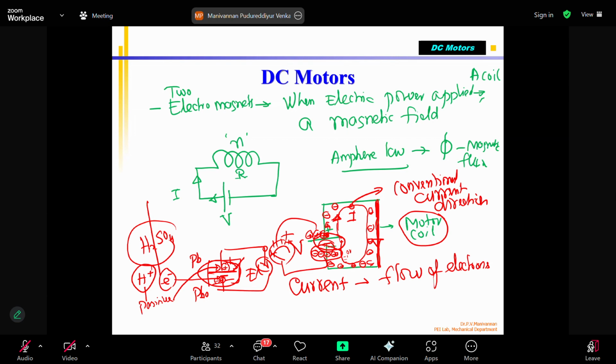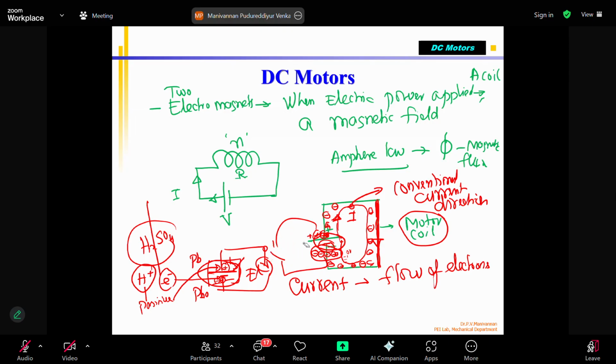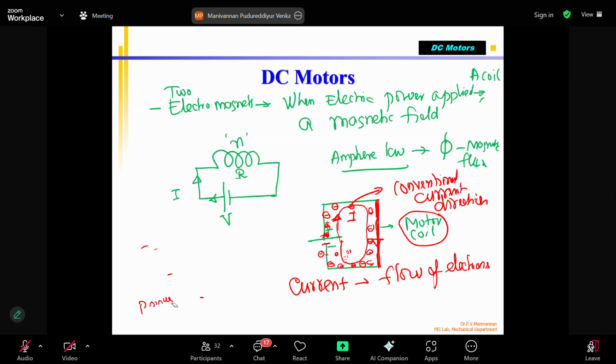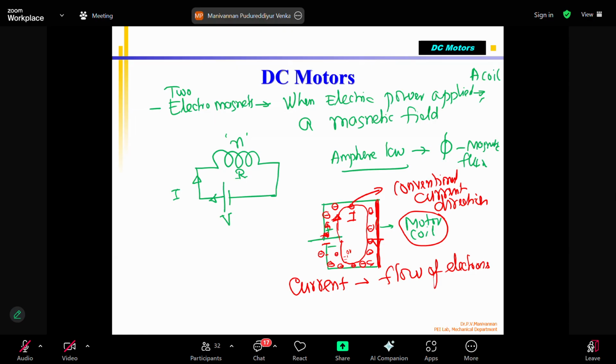So if I supply a voltage to my electric motor, correct? I am showing a single turn electric motor here. Automatically, what will happen? The current will flow from the positive terminal to the negative terminal. That is called conventional current. But actually, as I told you, current is nothing but the flow of electrons. This is called electron flow, the direction of electron flow. Electron flow only produces current.